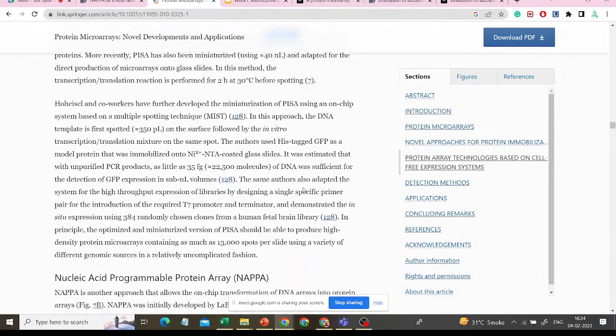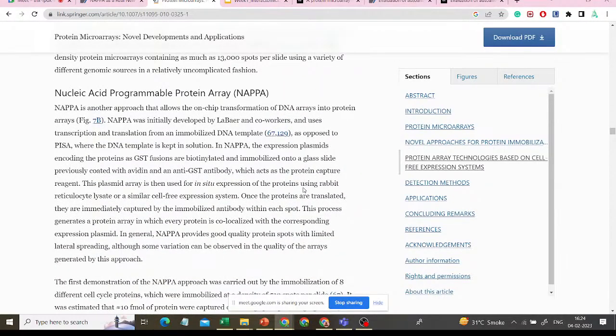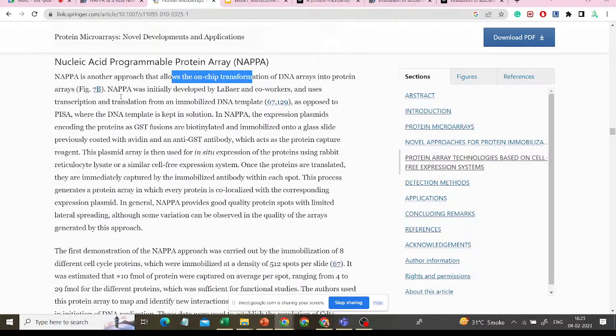Then finally, after the PISA, came the major thing, the NAPA, which is the nucleic acid programmable protein array. It allows on-chip transformation of DNA arrays into protein arrays. Whatever DNA you have, it is transcribed in vitro, and that transforms into the protein. I think in the lecture you have gone through how they developed it and how you could understand it.